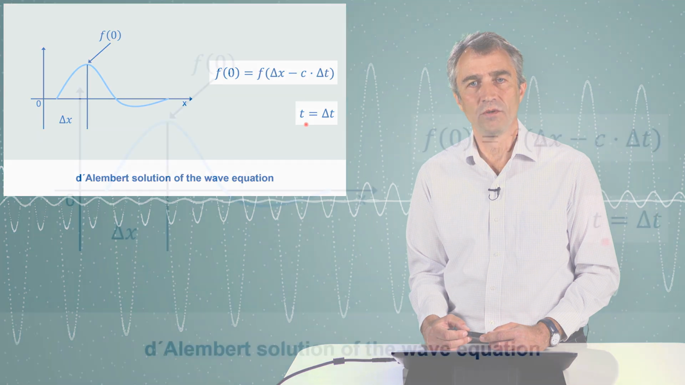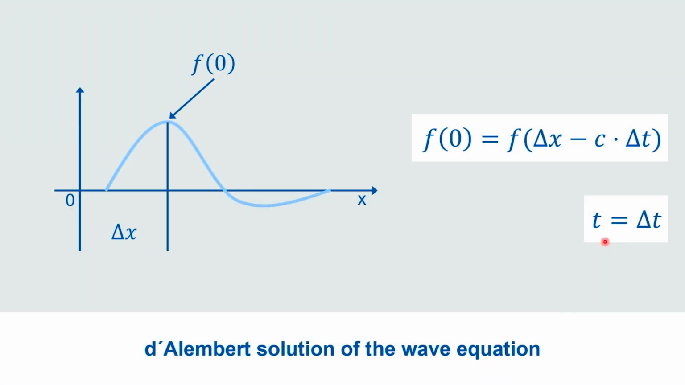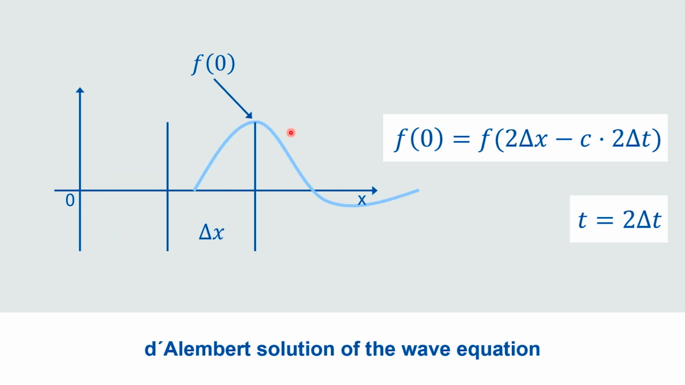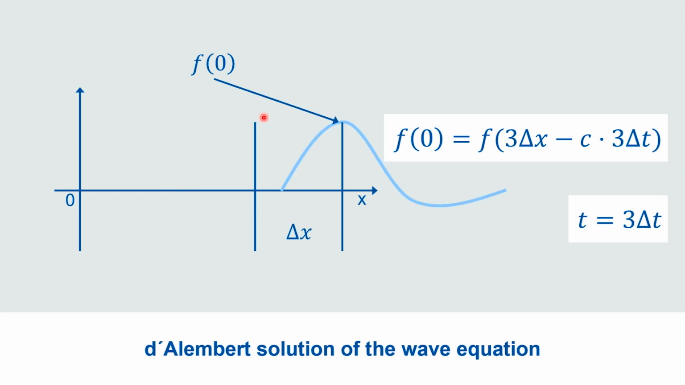Where is f of 0? This is found at a certain delta x, which exactly compensates the c times delta t, so that delta x minus c times delta t is again 0. We see this maximum now at that point, and in a plot according to the space, it is shifted by an amount of delta x. We do it again. We now find the maximum at 2 times delta x according to the time elapsed by 2 times delta t, and so on and so on.